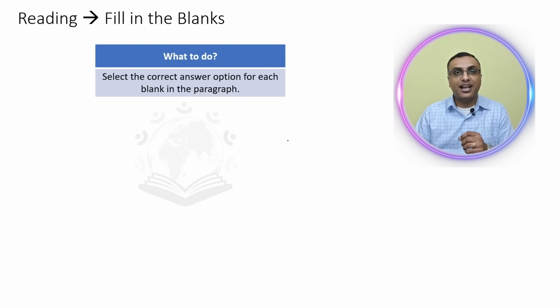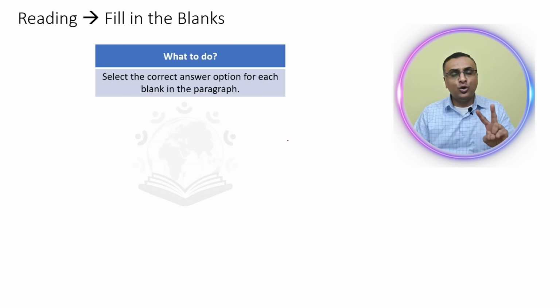Let's understand what needs to be done at a very basic level as per PTE. PTE says that you need to select the correct answer option for each blank in the paragraph. Meaning PTE will present you a paragraph. There will be some missing words. Those missing words will be present in the form of blanks. You will have to identify the correct word for each blank.